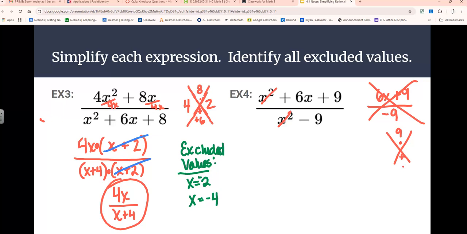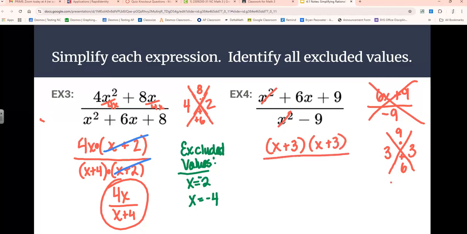All right. We got 6, multiply to get 9, add to get 6. What numbers will work for that? 3 and 3, right? So positive 3, positive 3. So I'm going to have x plus 3 times x plus 3 in the top.